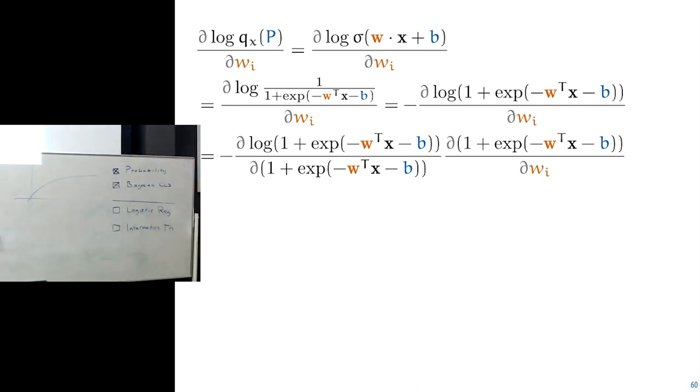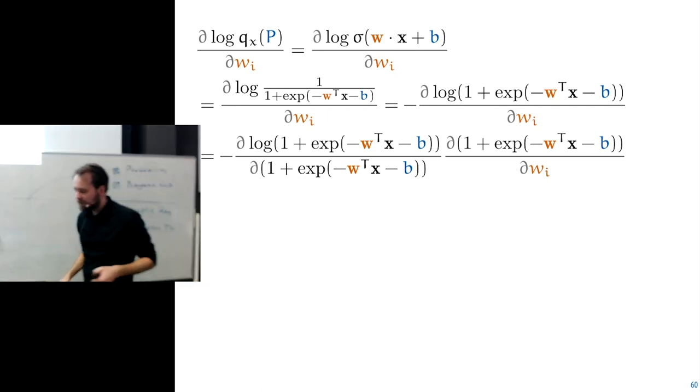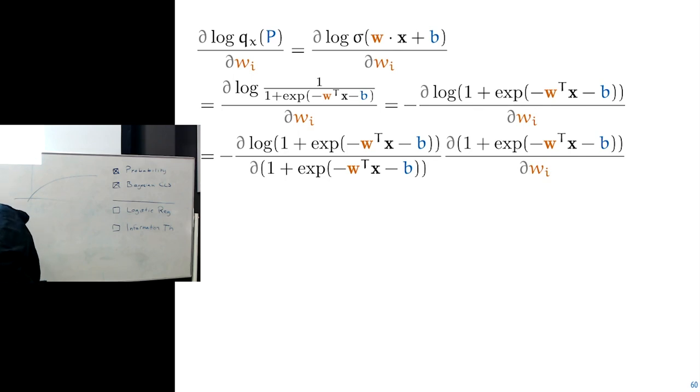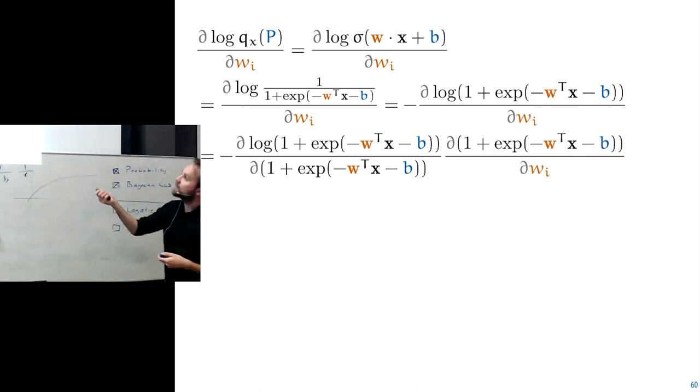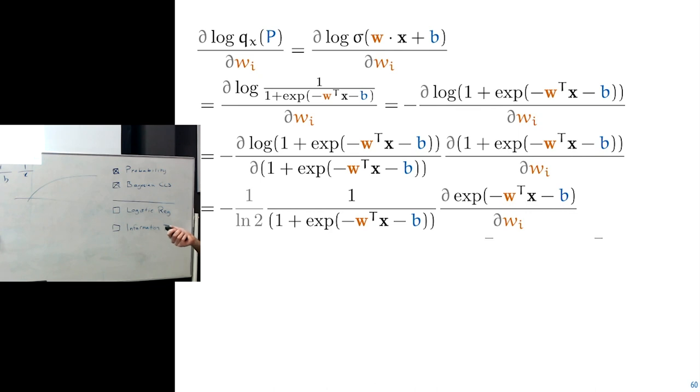Now we need to deal with this logarithm, which we do by the chain rule. So we take the derivative of the logarithm over its argument times the derivative of its argument over our original parameter. The derivative of the logarithm, you can look this up, is basically one over the natural logarithm of the base of your logarithm times 1 over x. So we apply that. x in this case is this whole thing inside the logarithm. So we apply that on the left here. We get 1 over ln 2, because we're taking binary logarithms in this case, times 1 over this whole thing.